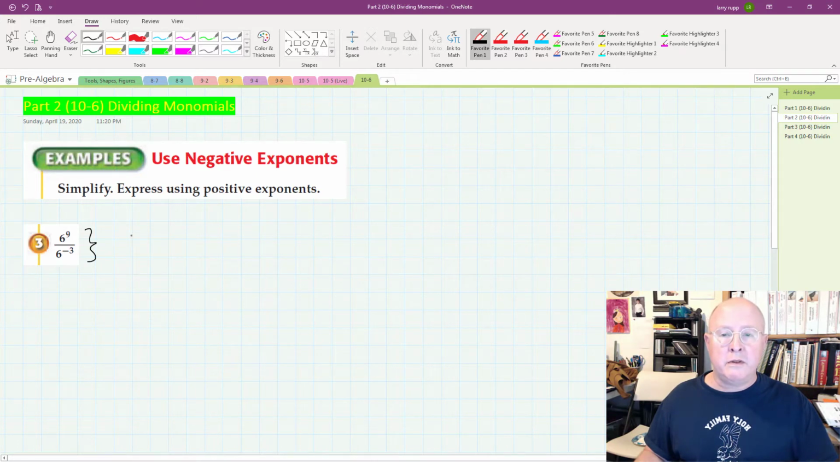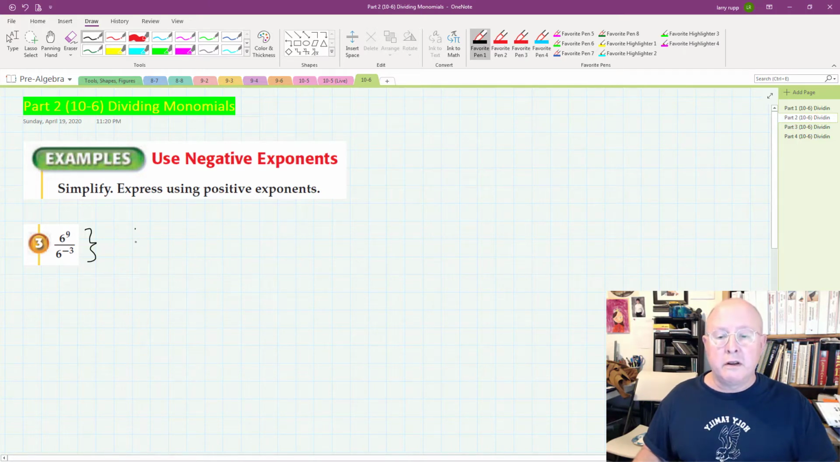And then it says express using positive exponents. Now, I know that for some reason, almost everybody in this class hates reading the second sentence. I don't know why, but more often than not, the first half of the problem will be done, but the second half just gets ignored. Okay? Express using positive exponents. Now, in this case, there probably isn't any other way to do it, but if there is, you have to pay attention to the second part of the instructions.